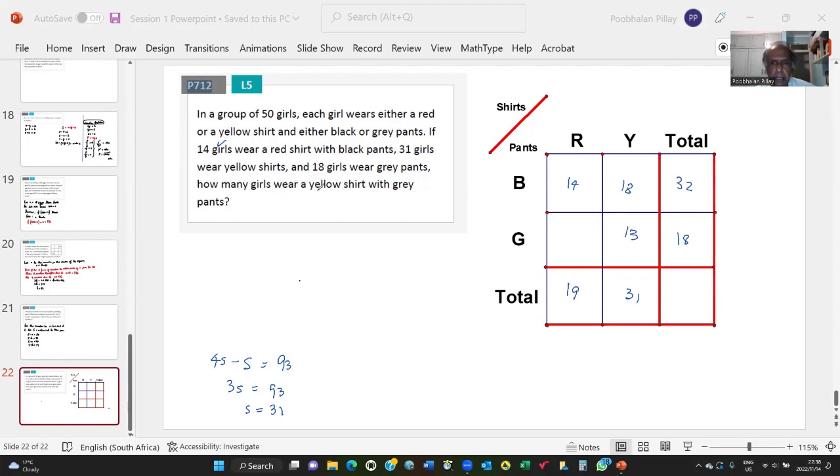And this is exactly what they asked. How many girls wear a yellow shirt and gray pants? And that's the answer then. So the answer here is 13.